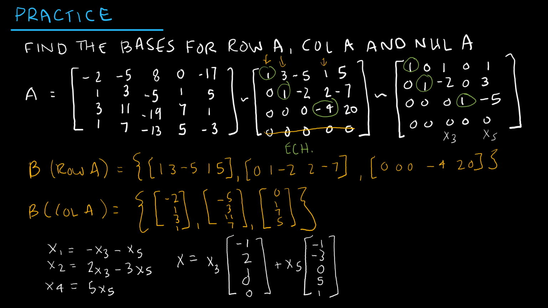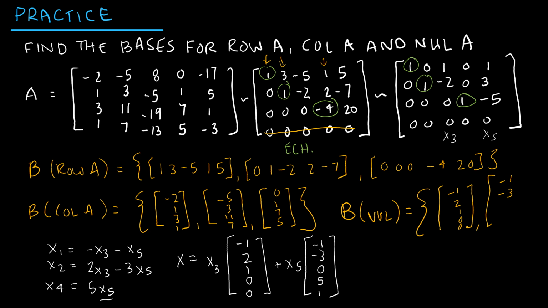And again, this should have been a 1 and then a 0, because this was 5x5. I read it as 5x3. So that's how I would write my solution, which means my basis for the null space of A is just those two vectors, which is -1, 2, 1, 0, 0, and -1, -3, 0, 5, 1. Done and done. Hopefully you did well on that one.